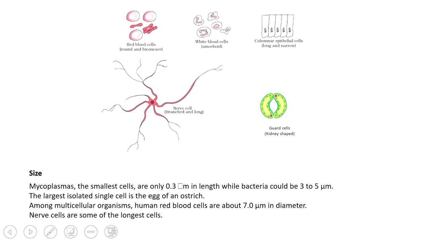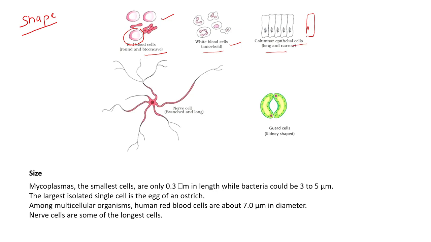So cells are of different size and shape. First we will consider shape. Here you can see red blood cells. Red blood cells are circular and biconcave. White blood cells are amoeba shaped. And here you can see cells in column form with a nucleus. They are long and narrow. They are epithelial cells. Here you can see branched, long chain type cells. These are nerve cells. Here you can see a kidney-shaped cell, which is also called a guard cell. So these are of different shapes.